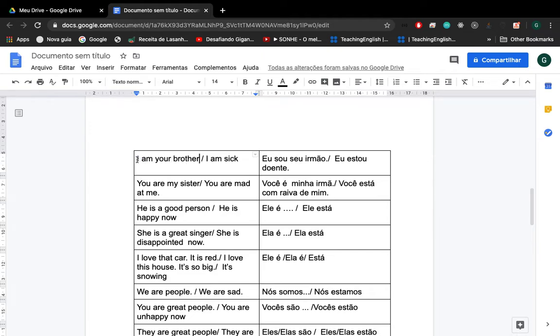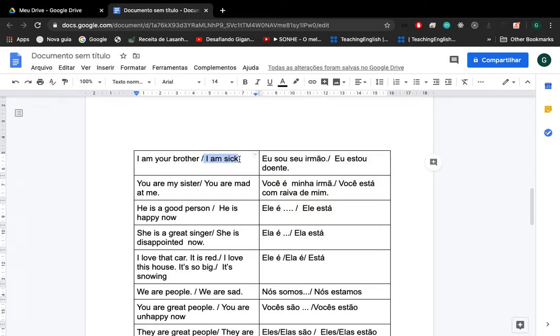For example here, I am your brother. How am I going to translate I am into Portuguese? Remember, I am your brother. Am I going to stop someday being your brother? No, that's not possible, okay? So if that condition is not going to change, the verb is sou, which is the verb ser conjugated in the first person, I am, okay?